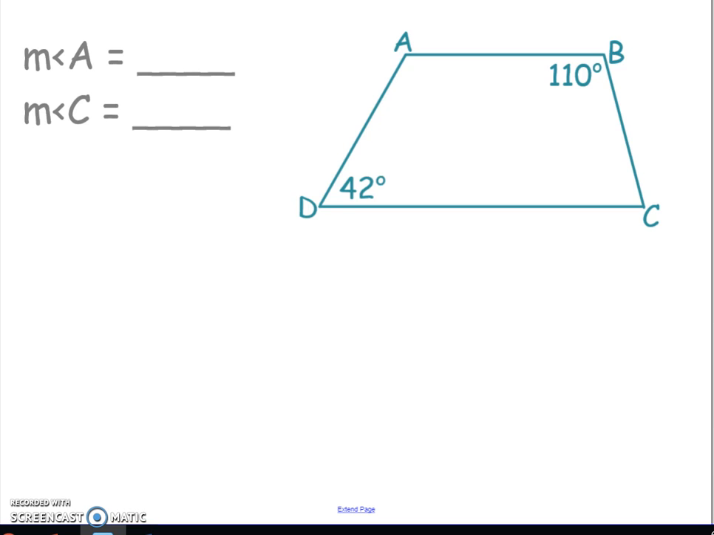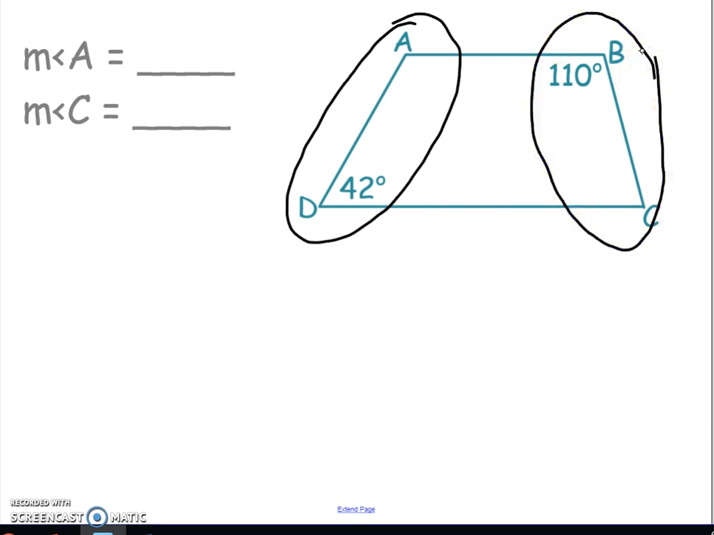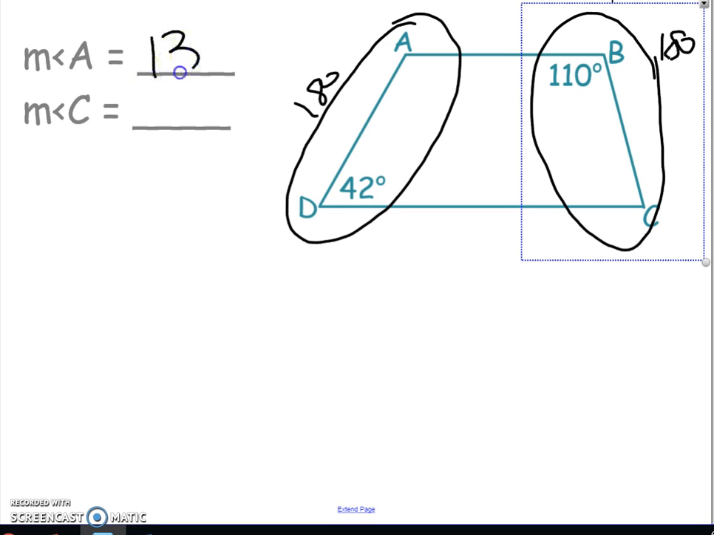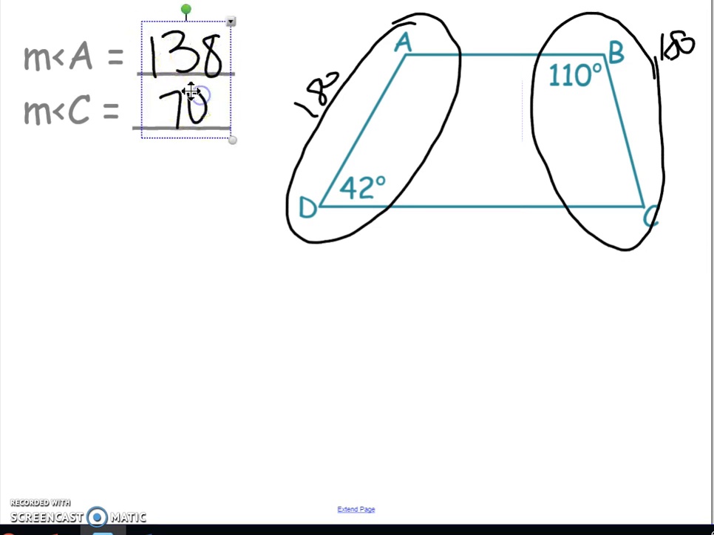All right, so go ahead and draw this out and label all your things. And then in order to solve for these things, remember that these are supplementary and these are supplementary. So you just have to subtract those values from 180, which leaves you with angle A as 138 and angle C as 70.